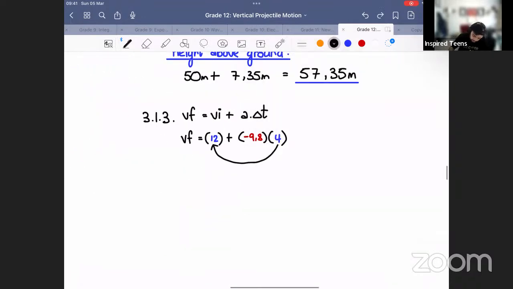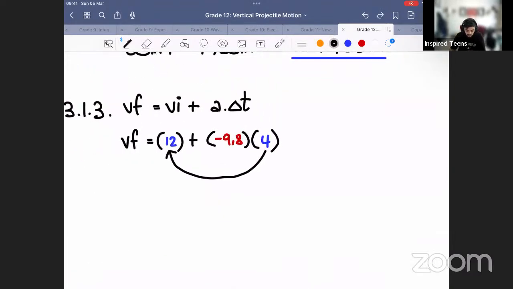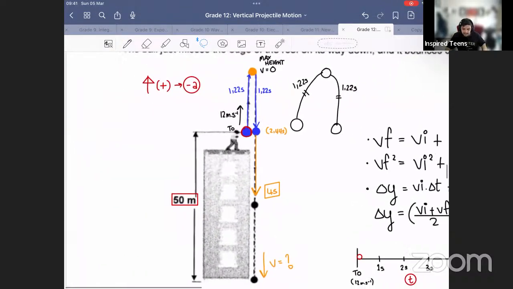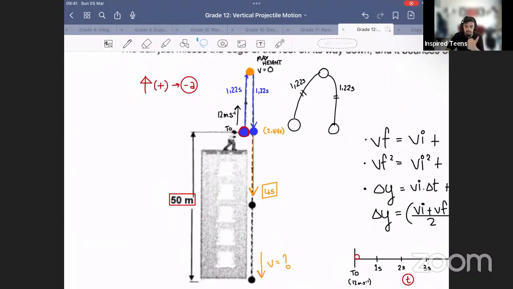Let's continue. Basically, we just have to do this calculation: 12 plus negative 9.8 times 4. This is going to give us a final velocity. You guys might have done the calculation, but it's fine. What kind of velocity are we expecting? Are we expecting a negative velocity or a positive velocity? Why are we expecting a negative velocity?